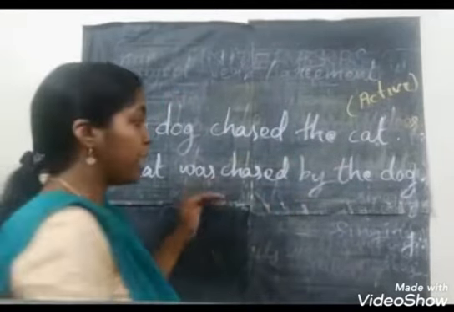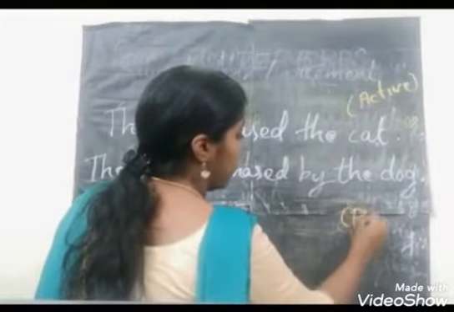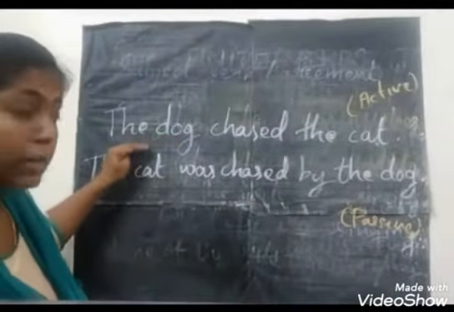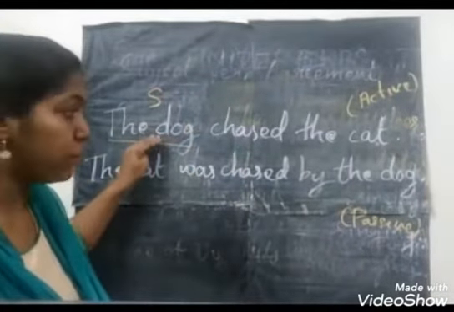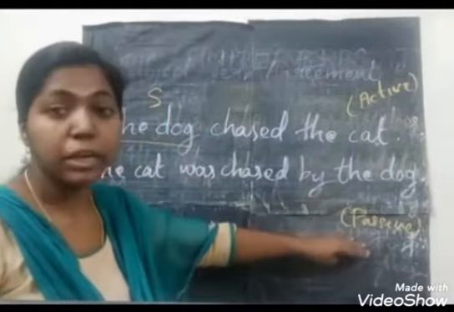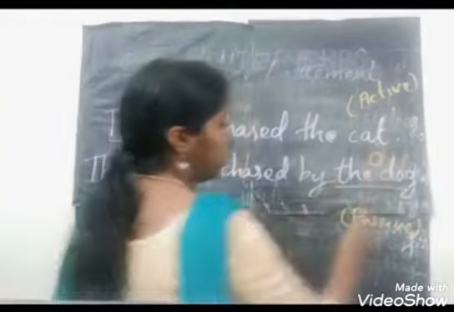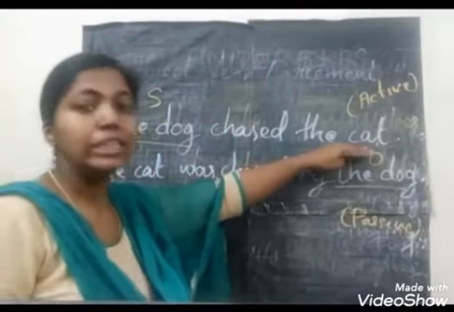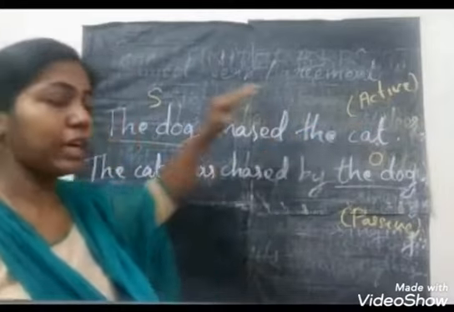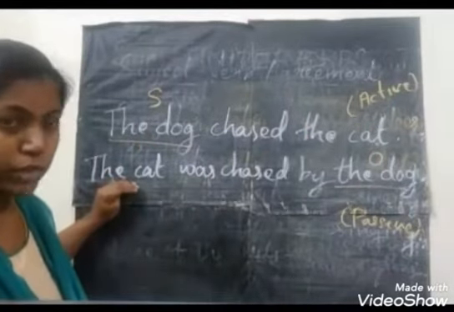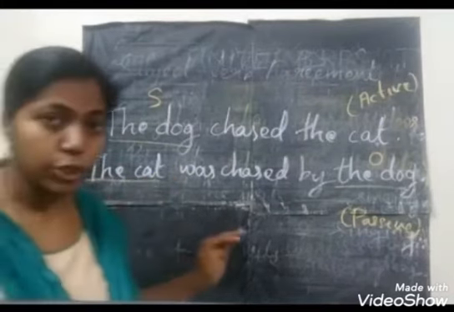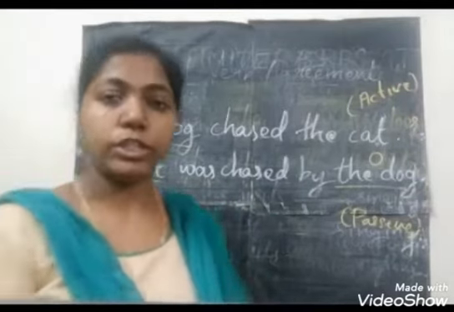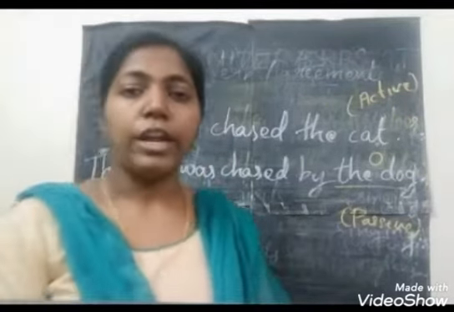When it came to passive, what happened? You can see the subject in the active voice became the object in the passive voice, and the object in the active voice became the subject in the passive voice. I hope you have studied it in the lower classes as an introduction. Anyways, we'll be studying it in detail as a chapter itself. Now this is the tip.